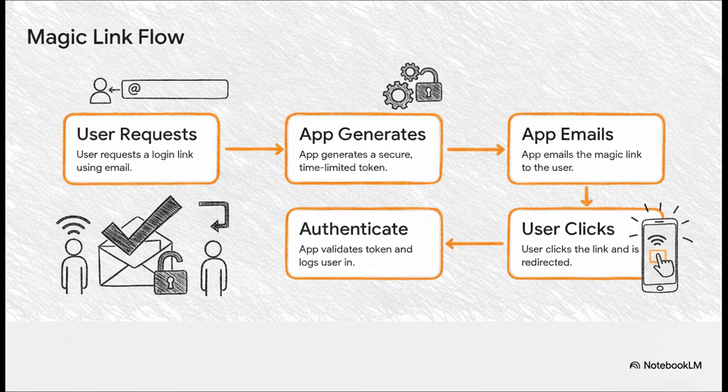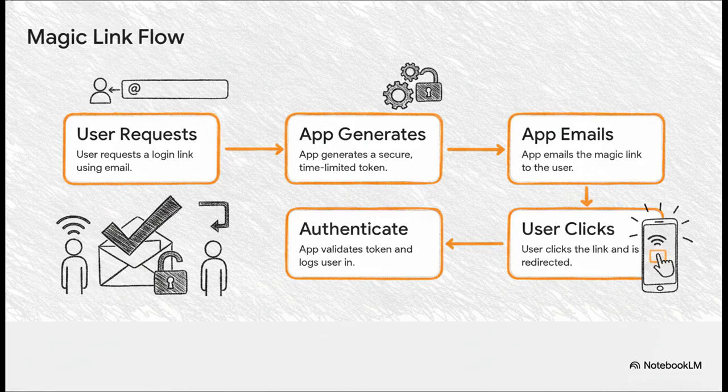Second, the backend application does all the heavy lifting. It generates a highly secure, time-limited token. And to be clear, this isn't just a random word. It's a cryptographically secure string with extremely high entropy. A cryptographic hash of this token is then safely stored in the backend database. Third, the app constructs a login URL for the user, appending that plain token as a query parameter at the very end of that web address and emails it right out.